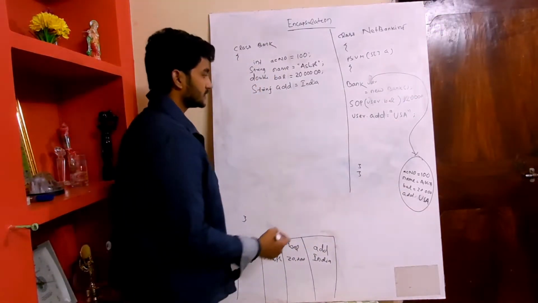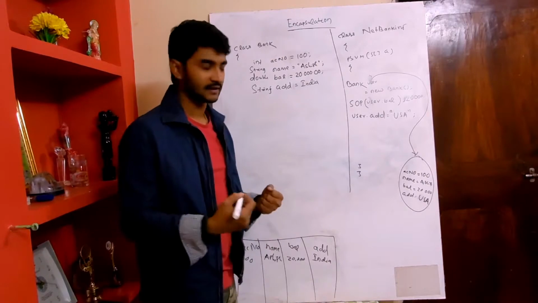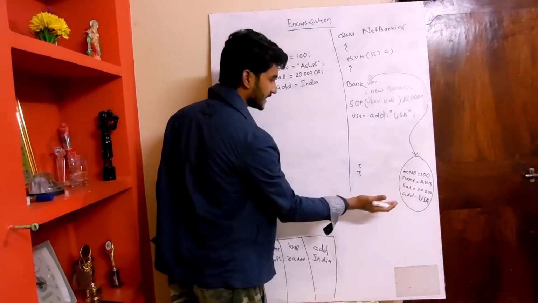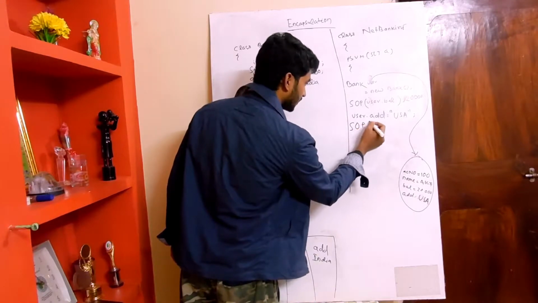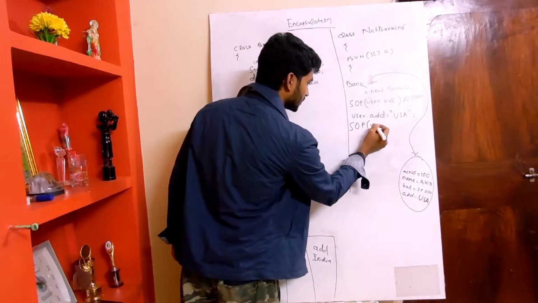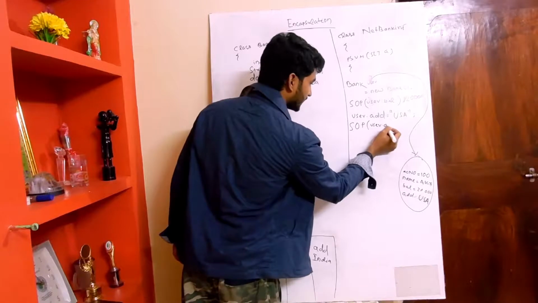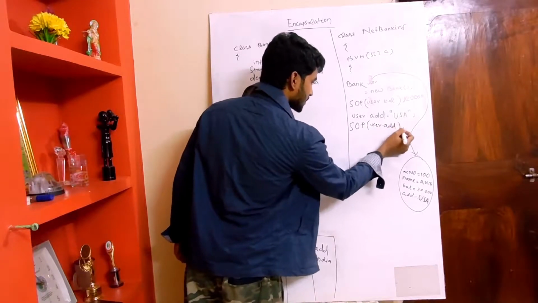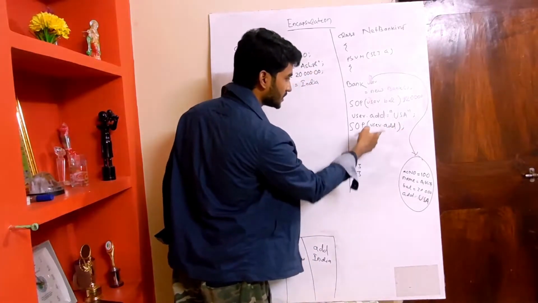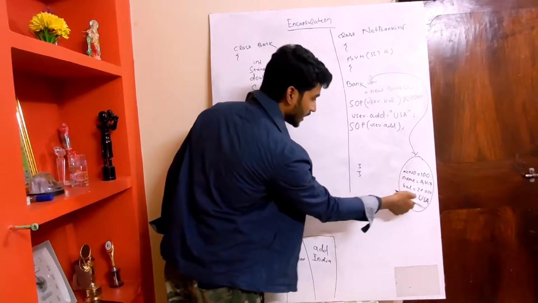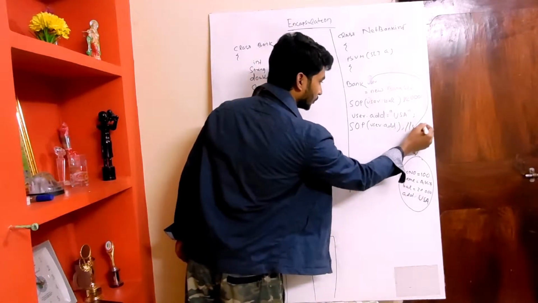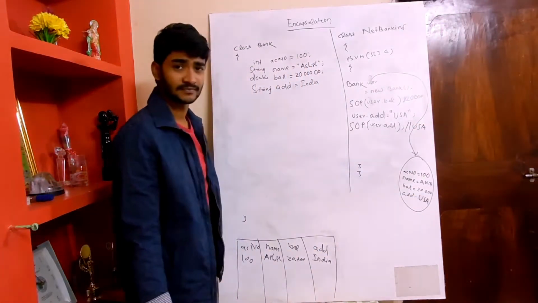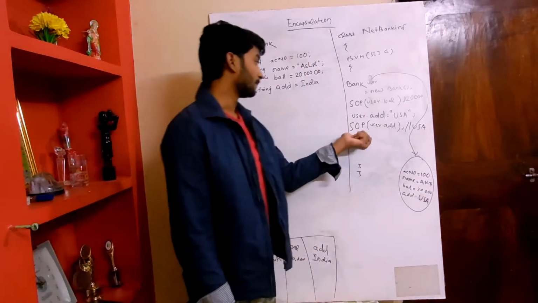Now he wanted to confirm whether the address is changed or not. So again he does System.out.println of user.address. What is it going to print right now? Obviously he changed it to USA, so USA is going to be printed in the output. Very simple, right?